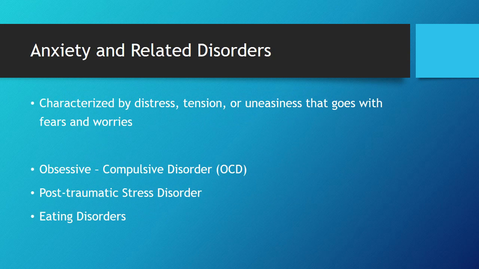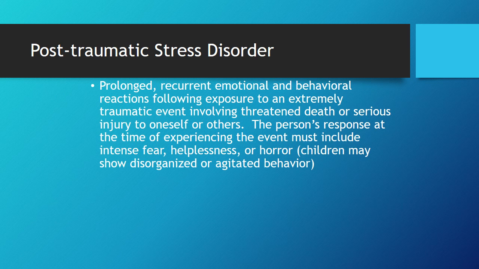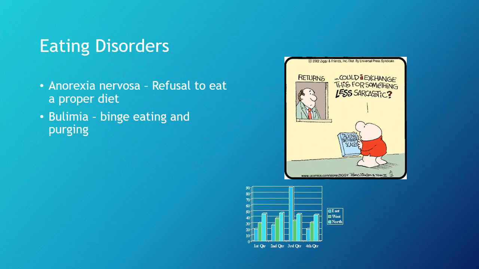Anxiety-related disorders that are experienced by children and adolescents are obsessive-compulsive disorder, post-traumatic stress disorder, and others. OCD has obsessions. Post-traumatic stress disorder is a prolonged, recurrent emotional and behavioral reaction following exposure to an extremely traumatic event. Eating disorder may involve anorexia nervosa or bulimia nervosa or binge eating.